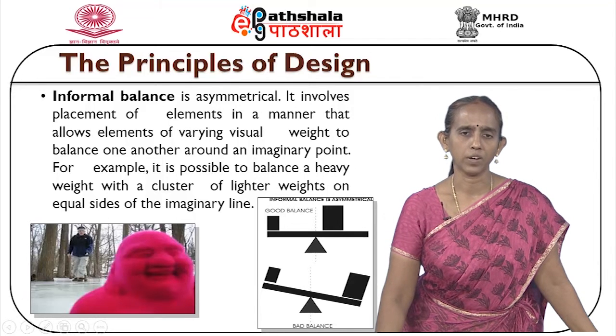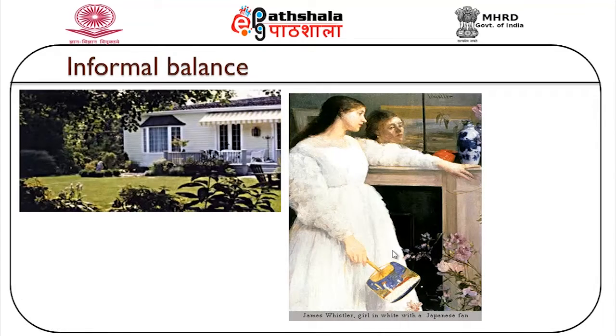So this is another interesting design principle. These two are examples of informal balance, wherein we can see an object which is placed in the front has more weight when compared to the object that is placed at the back. Similarly here we can see that the object placed at the back has more weight when compared to the objects placed in the front, but in the front they try to balance it informally by adding more clutter of objects.